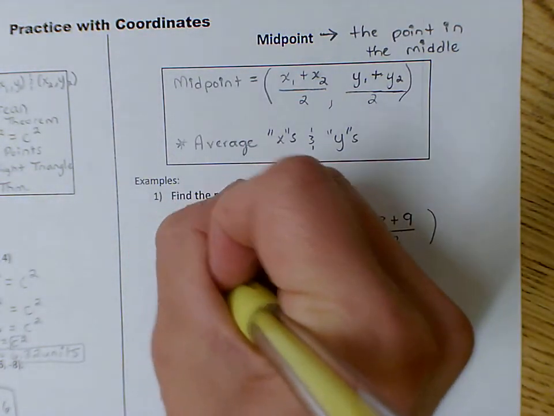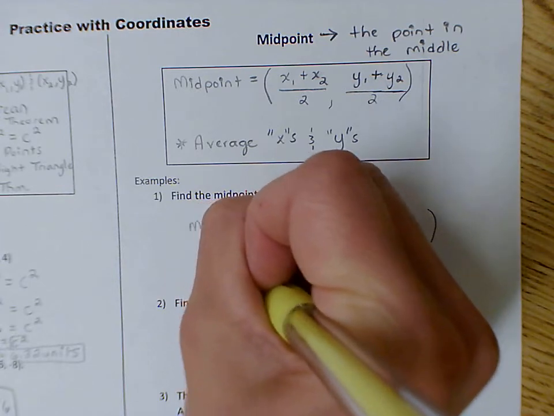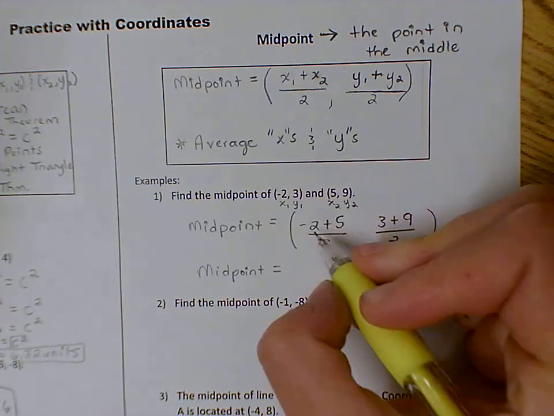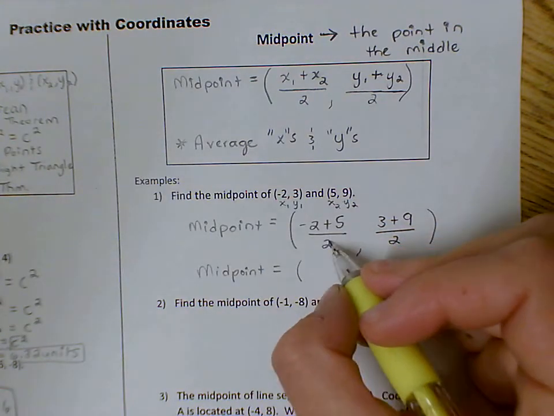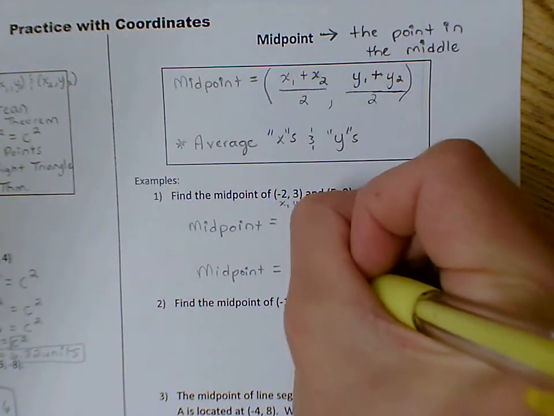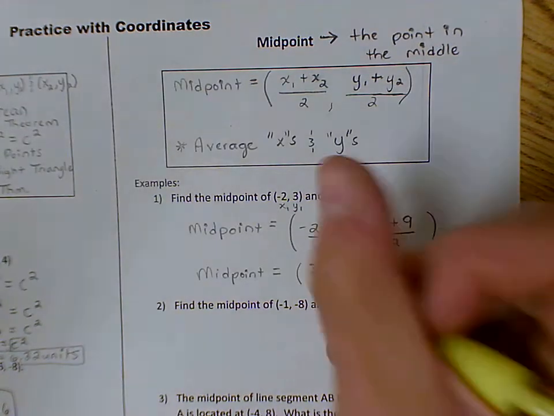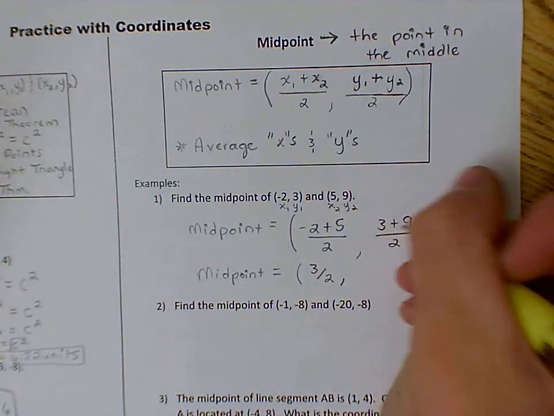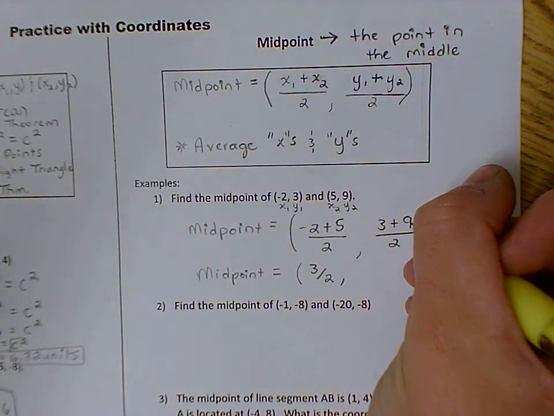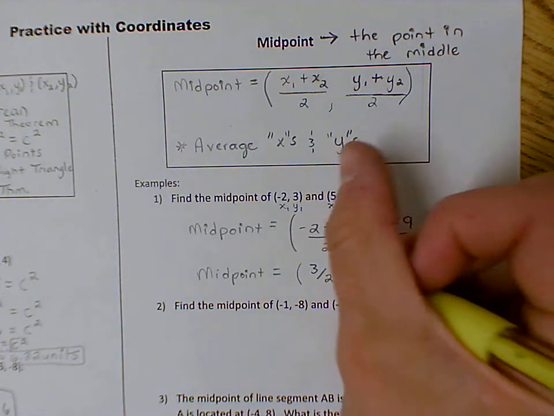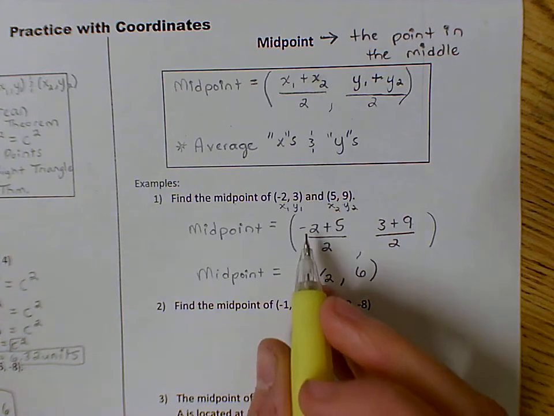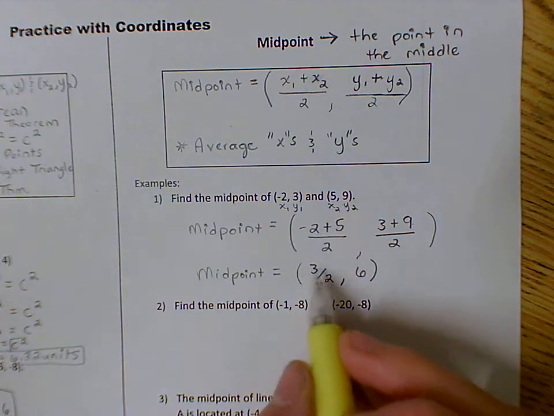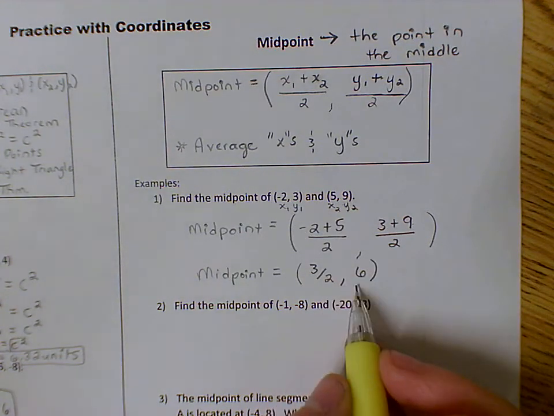So the midpoint, the point that would be in the middle of those 2 points, well, -2 plus 5 is 3. And then 3 over 2 will give you a decimal. So I'm just going to leave it as a fraction. And then 3 plus 9, that would be 12, and then 12 divided by 2 would give me 6. So the midpoint, the point that would be in the middle of those two, would be at 3/2 or 1.5, 6.